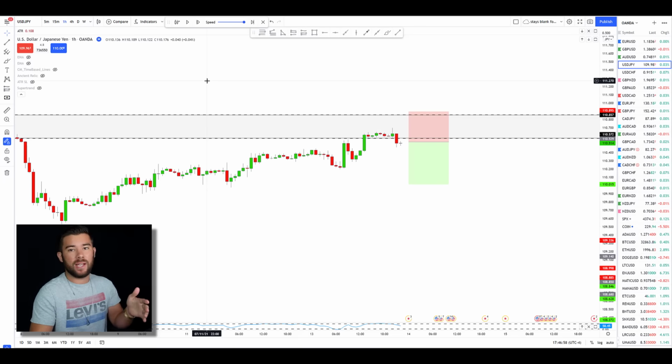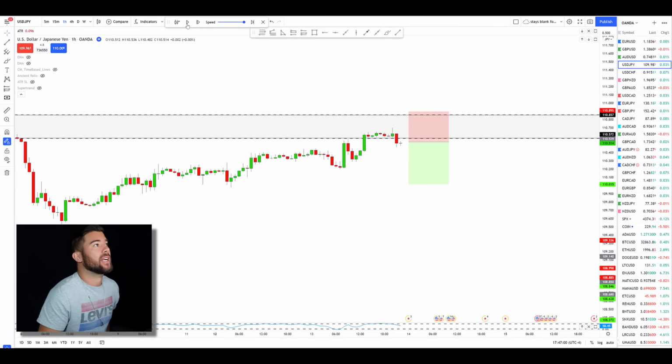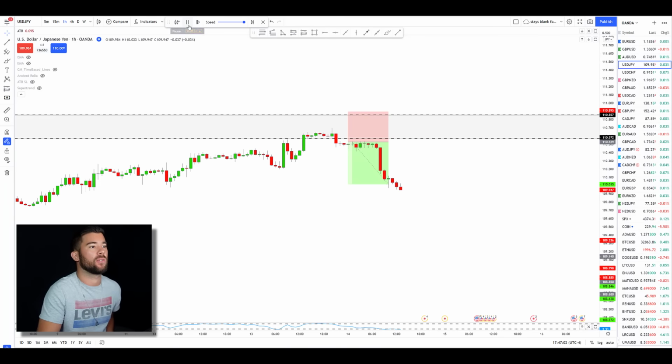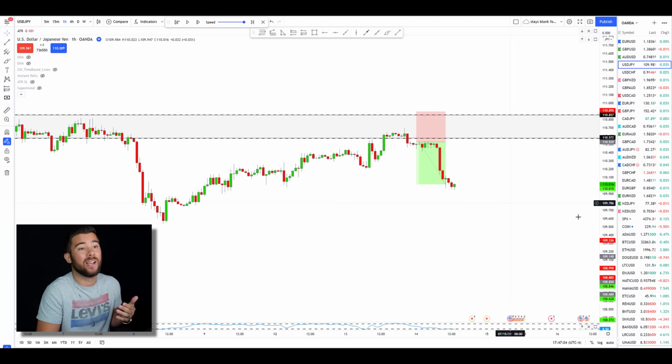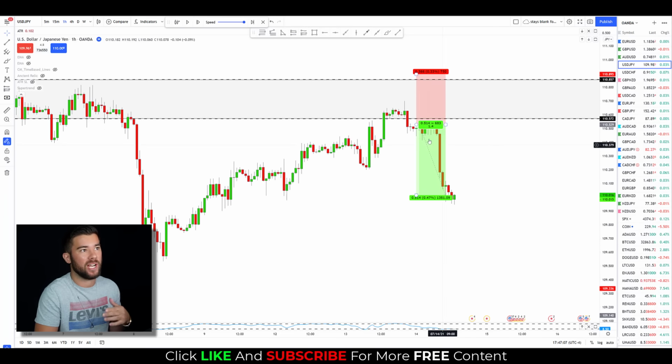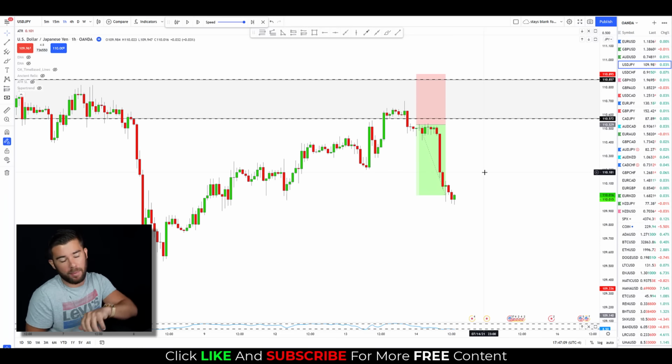Now let's check out how that dollar-yen trade ended up actually playing out. If I hit play here on the market replay, you can see that it ended up being an absolutely pain-free trade, pushing down to hit my targets no problem.